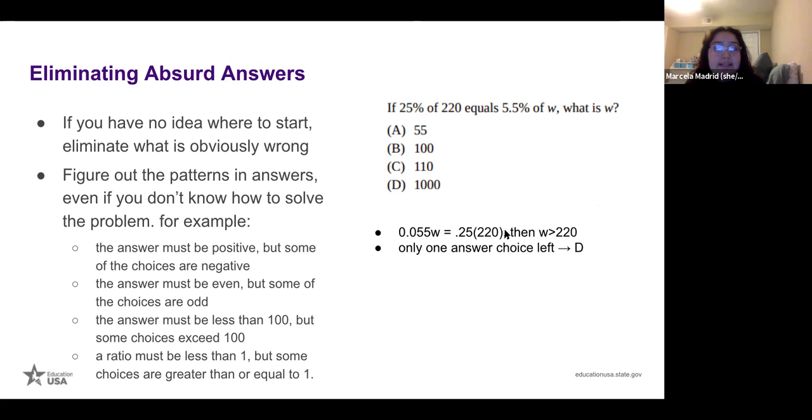So you have to use those fractions, those decimals to your advantage to figure out that W is a big number. And in general, that's how you would eliminate absurd answers, just to use the question to your advantage, even if you don't know how to genuinely solve for it.